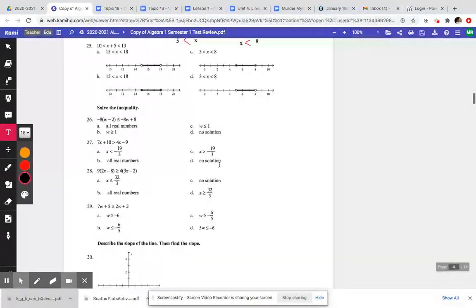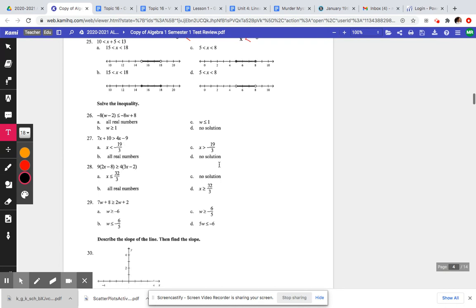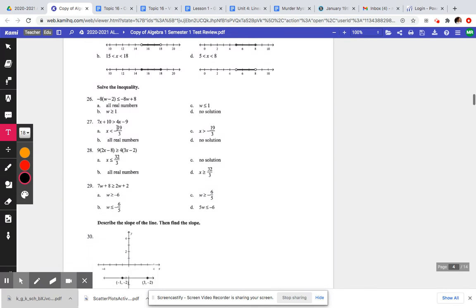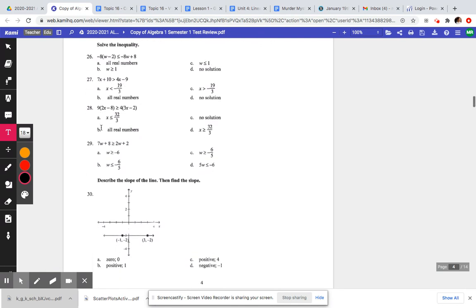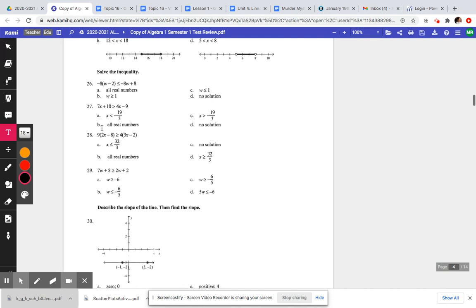All right, inequalities, we can continue this process, right? Again, going through those motions, still solving just like we would in linear equations, but if you divide or multiply by a negative number, you have to make sure you switch your sign. So 26, 27, 28, 29 are all very, very similar.